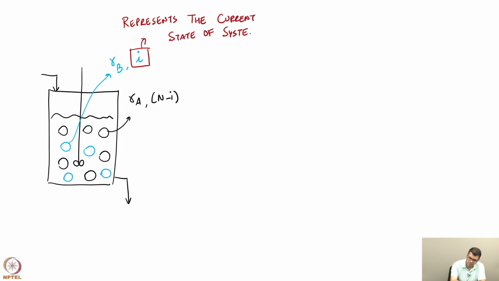How many B-type individuals are there? If I is equal to 1, that means there is only one blue type individual. That probably means that the mutation has just happened. If I is equal to 0, that means there is no blue type individual in the population. Probably it's been lost because of the exit stream. And if I is equal to n, that means blue type individuals have reached fixation. They have completely replaced the black individuals that were there in the population.